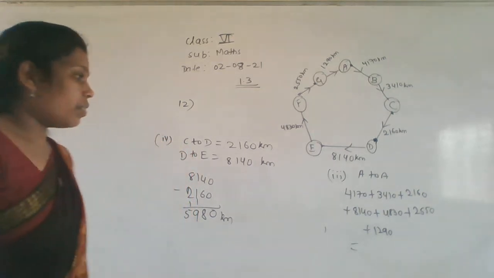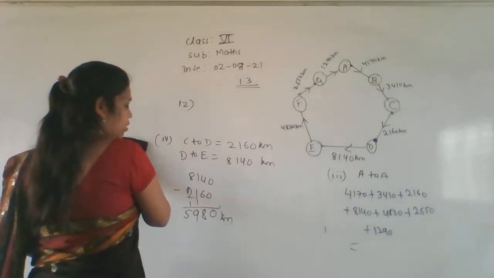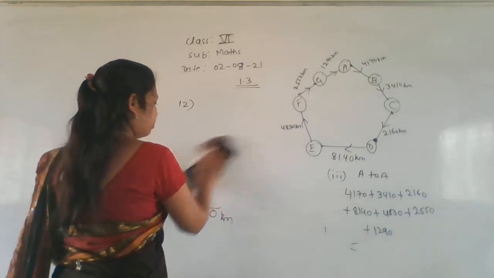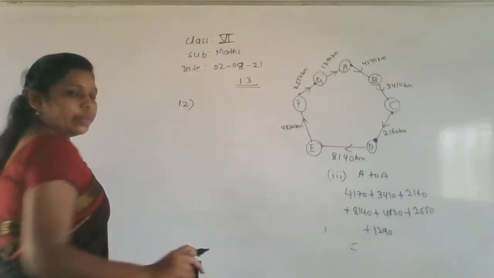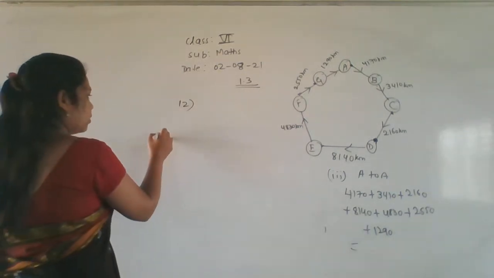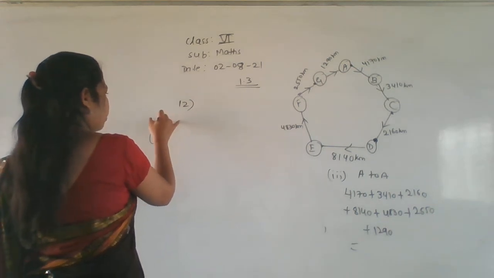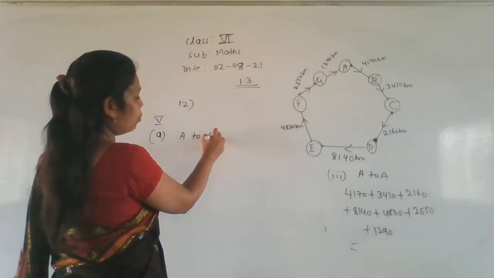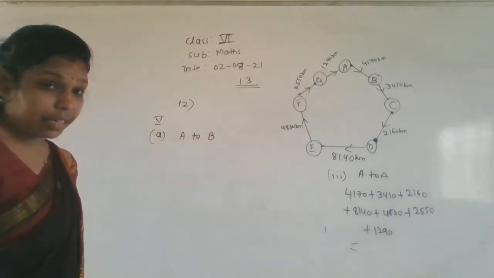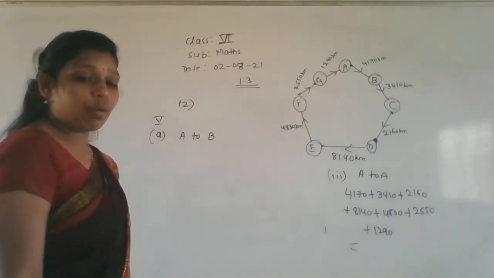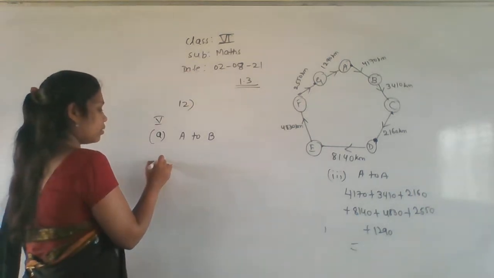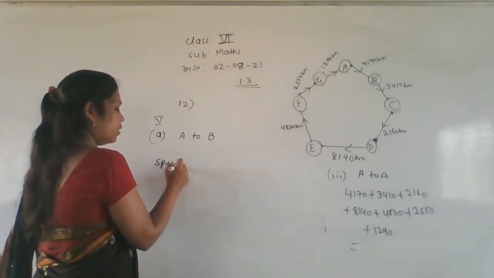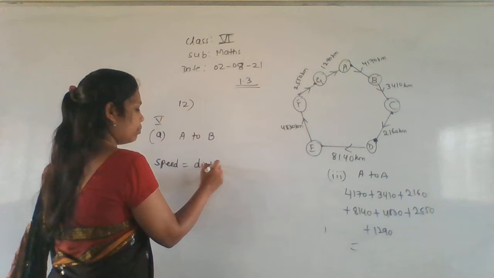That one we have to do, that problem, otherwise we can't take it. It's okay. Okay, first one I'll show, that is the fifth and eighth one. A to B. We have to find the time here. Okay, so what is the speed formula here? Speed is equal to distance by time. That is the formula.